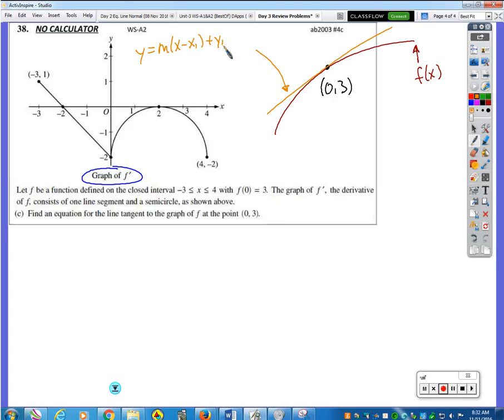Cool. Okay, speed matters on this one. Raise your hand if you know what we can immediately fill into this equation. What can we immediately put here? Brittany? 0 and 3. Perfect. So I know this so far, and my equation is y is going to equal m times x minus 0 plus 3. Raise your hand if you knew that before I wrote it.